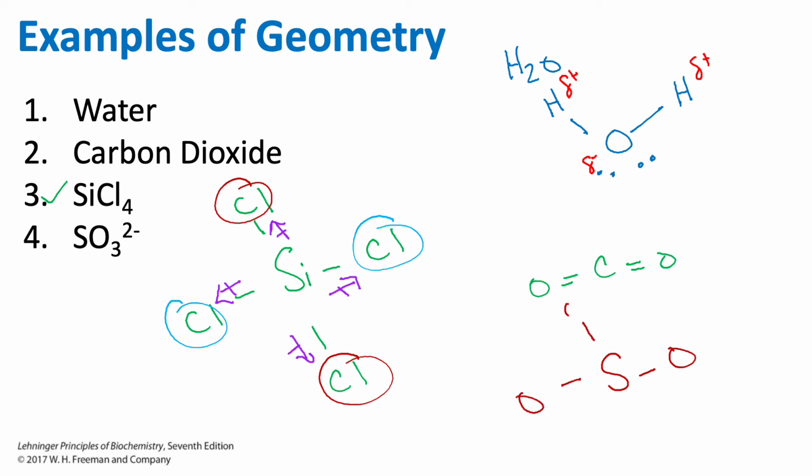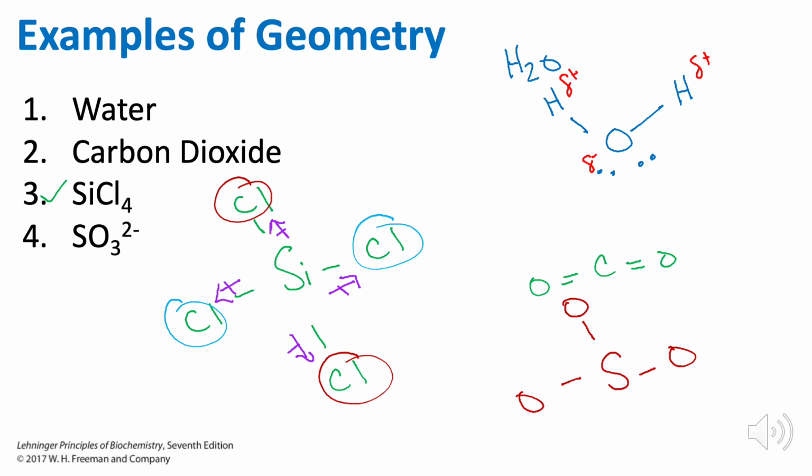Now, the last one is a central sulfur atom bound to three oxygens, and we see that each oxygen has its 3 lone pairs. But what's interesting about this one is that we may think that since the oxygens are creating dipoles equal and opposite of one another, they'll cancel out. But we have to keep in mind the electron geometry and the molecular geometry. The electron geometry is tetrahedral, but the molecular geometry is trigonal pyramidal.